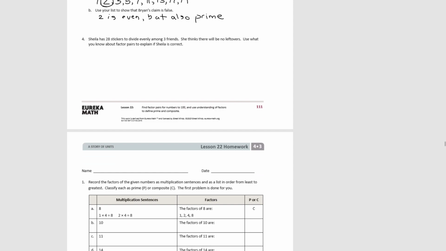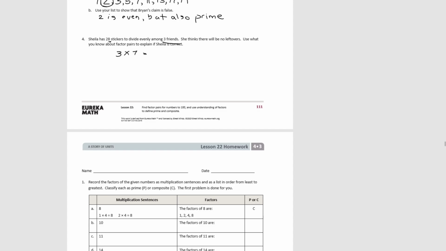Okay, Sheila has 28 stickers to divide evenly among 3 friends. She thinks she'll have no leftovers. What do you know about factor pairs to explain if Sheila is correct? Well, if she's correct, there has to be a number that we can multiply times 3, her 3 friends, and get exactly 28. So let's try.